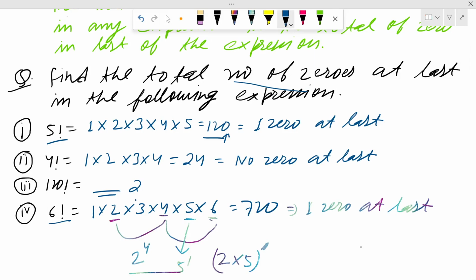So the expression shows you the combination. Look at 2 squared, 2 into 3. In this expression there is 2 to the power 4 and 5 into 1 2. The common part is 2 to the power 1 into 5 to the power 1. That's why there is one 0 at the end of the expression.